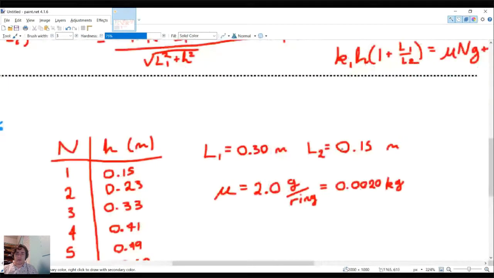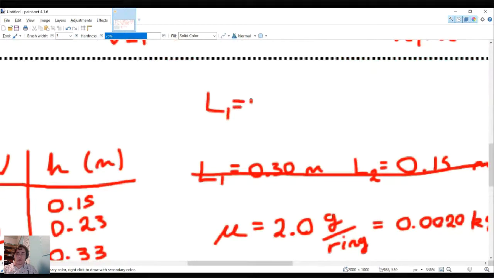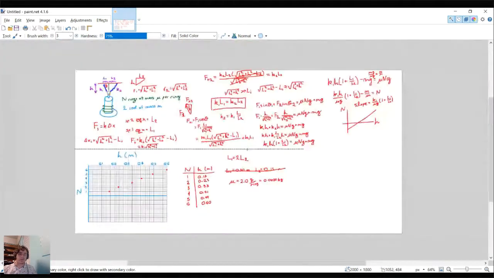This technically isn't right with the assumption we made, so I'm just going to say L1 is twice L2. Because we made the assumption that the height was, or the hypotenuse was much greater than the length.